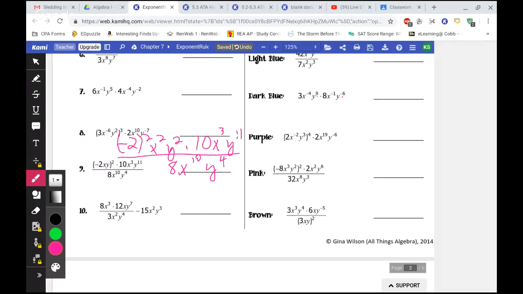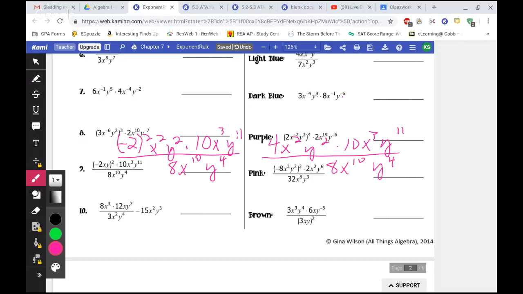So now negative 2 squared is 4. So I'm going to move over here and kind of write over some of this. Sorry about not having a lot of room. So this is negative 2. That's going to be 4. Negative 2 squared is 4. x squared, y squared times 10, x to the 3rd, y to the 11th, all over 8, x to the 10th, y to the 4th.